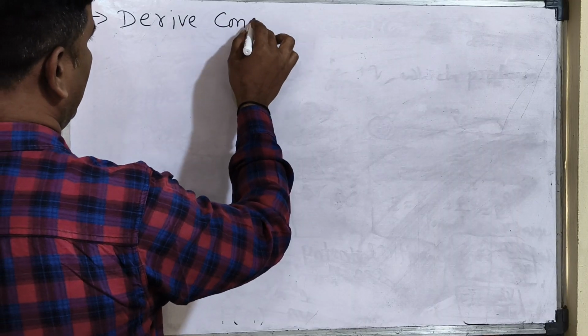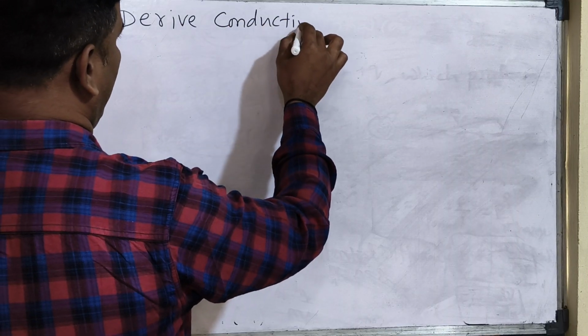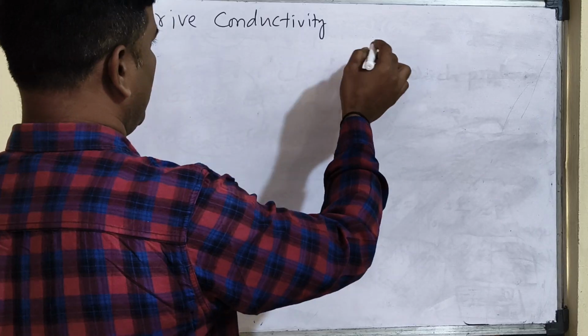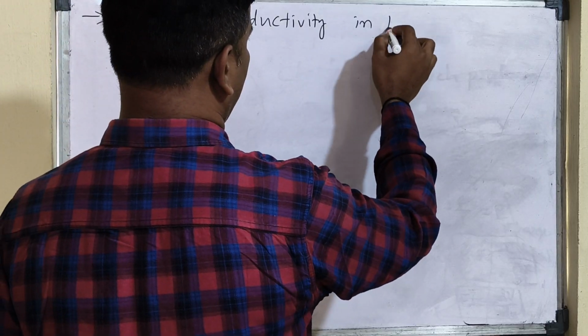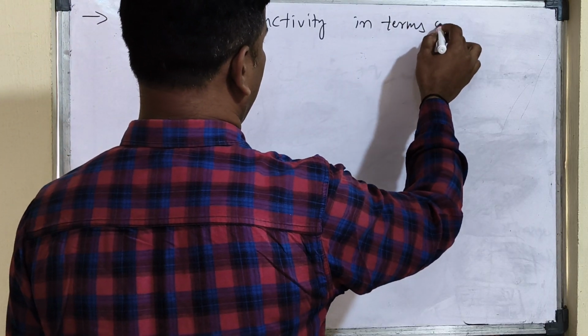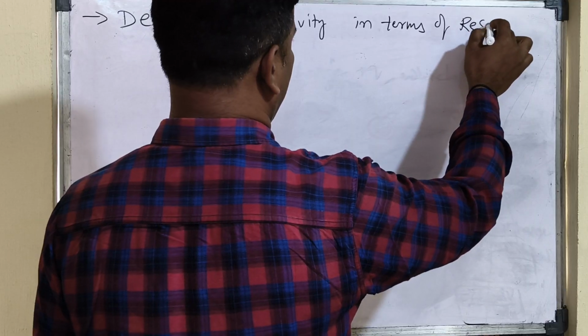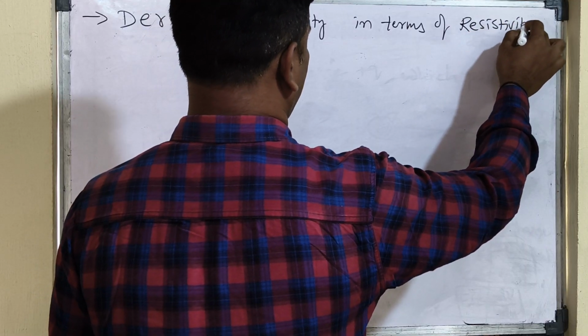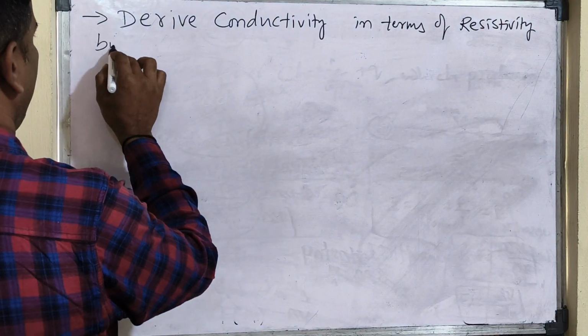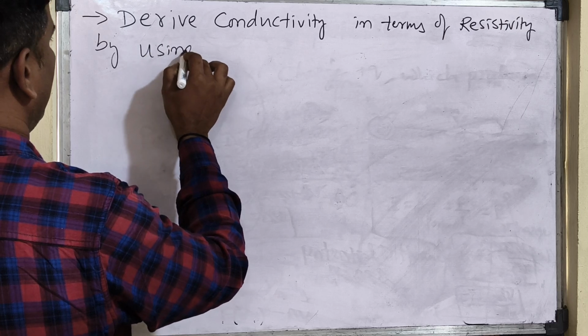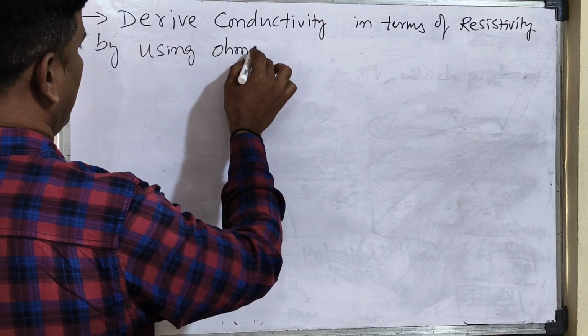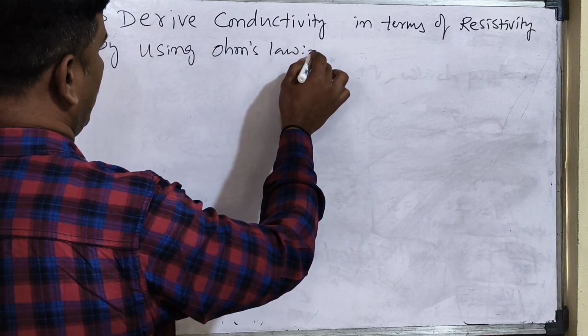Derive conductivity in terms of resistivity by using Ohm's law.